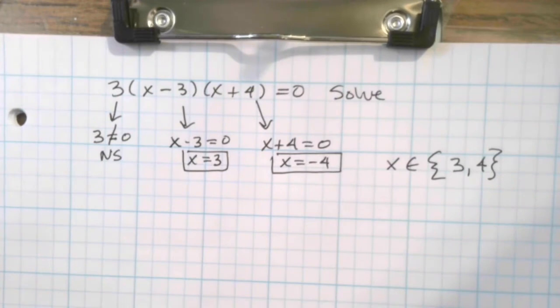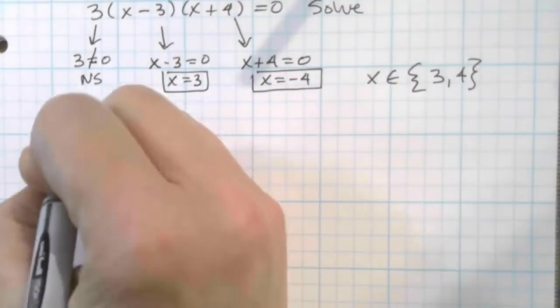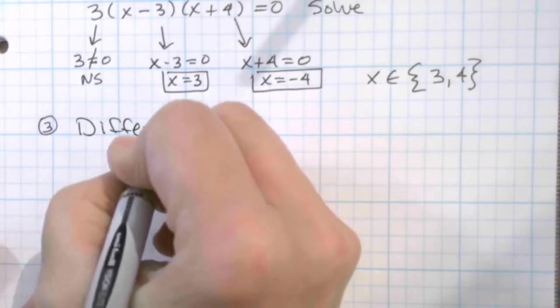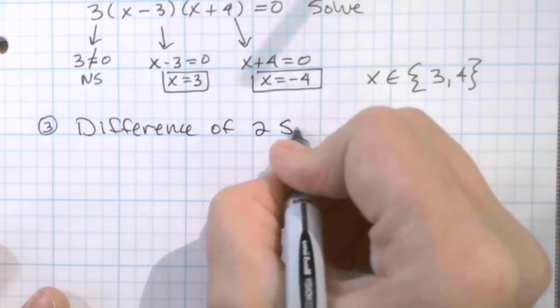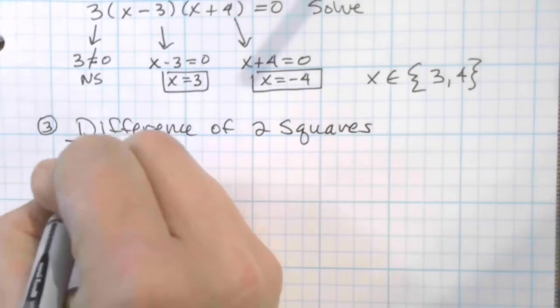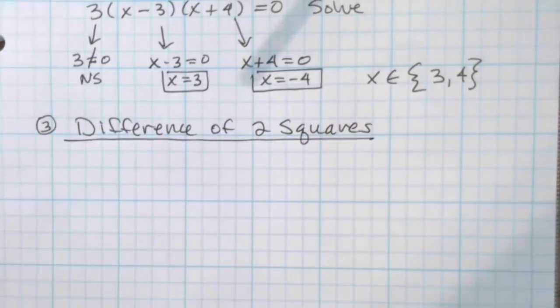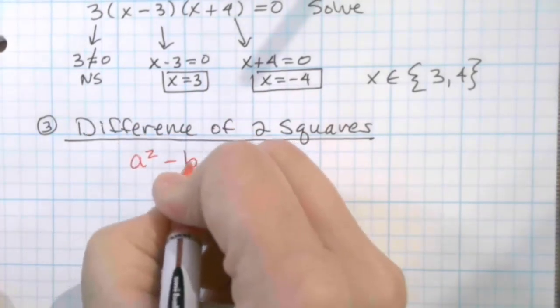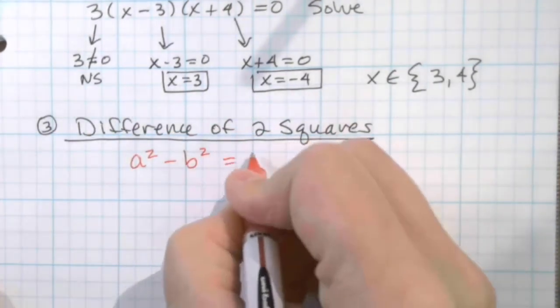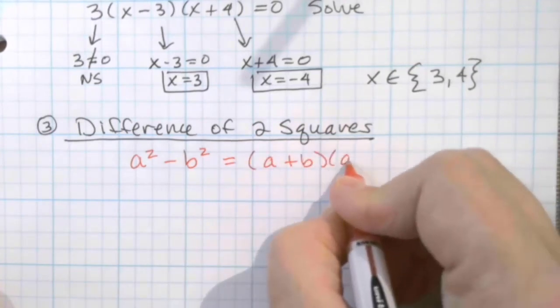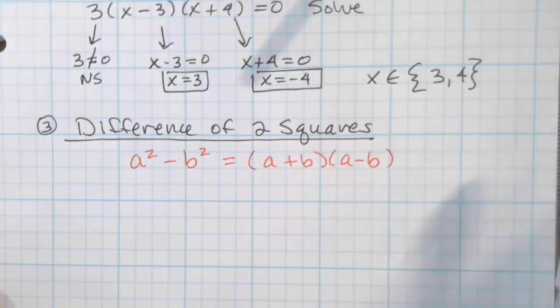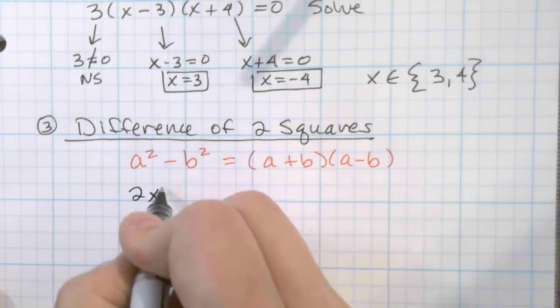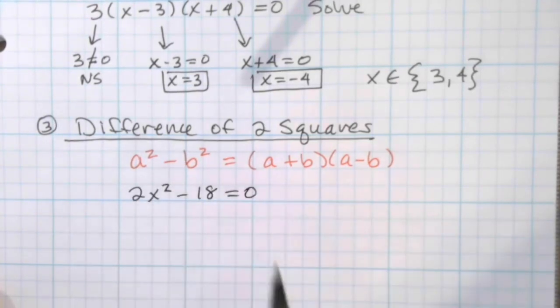Okay, that is ABC factoring. All right, third type of factoring I'm going to review is the difference of two squares. Difference of two squares. And there's a pattern for this. If you have a perfect square minus a perfect square, then it factors into a plus b times a minus b. So for example, let's say you've got 2x squared minus 18 equals 0.